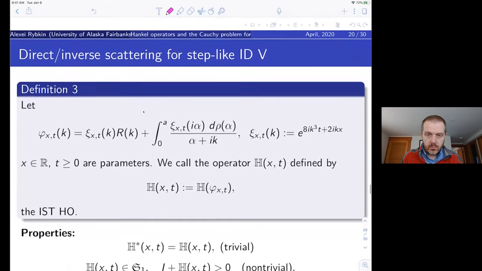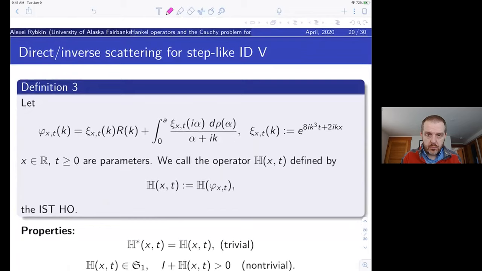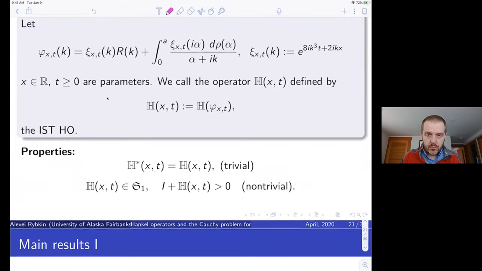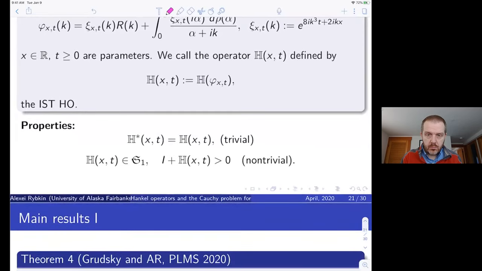And now I'm going to form a Hankel operator with the following symbol. The symbol is the sum of two pieces. This piece is made of the reflection coefficient, where xi is a regular signature feature of the KdV equation, plus this analytic function, which is responsible for the negative spectrum through the measure rho. We define the Hankel operator with such a symbol, and it has some obvious properties and some not so obvious properties. For instance, it's self-adjoint, which is a good thing. And secondly, it's of trace class, and one plus the Hankel operator is actually a non-singular matrix.